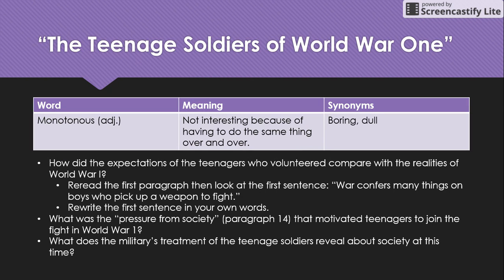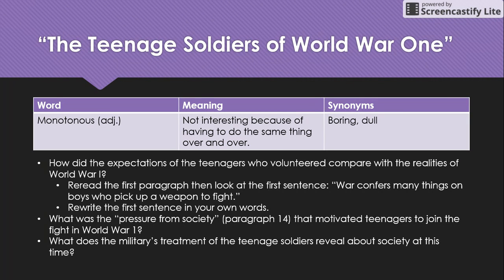All right, now that you have annotated and you figured out your whys and your what happens, I want you to make sure that you understand this definition of monotonous. And if you would, go ahead and add it to your vocabulary list or add it to your notes. Monotonous is an adjective, and it means not interested because of having to do the same thing over and over. So maybe you're not interested in your bell work because it's the same every day, or it's the same idea.